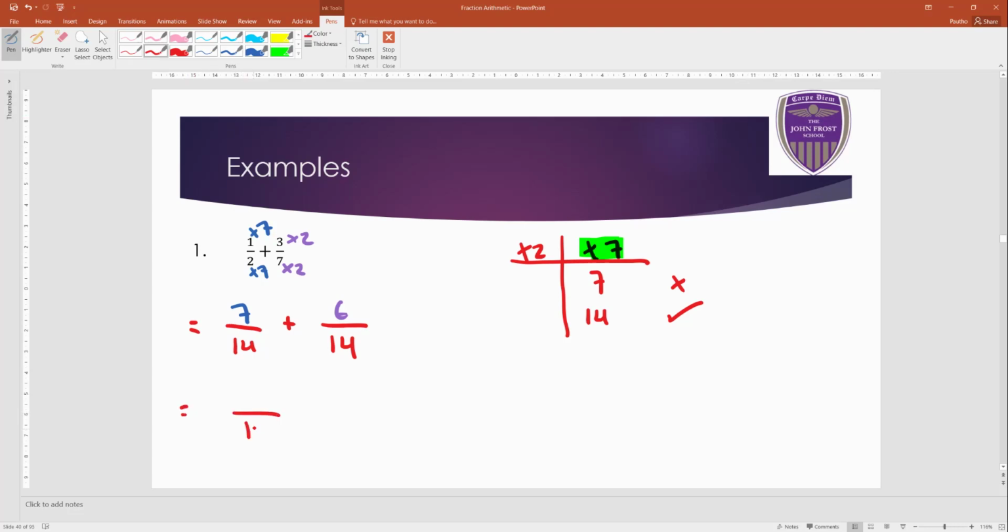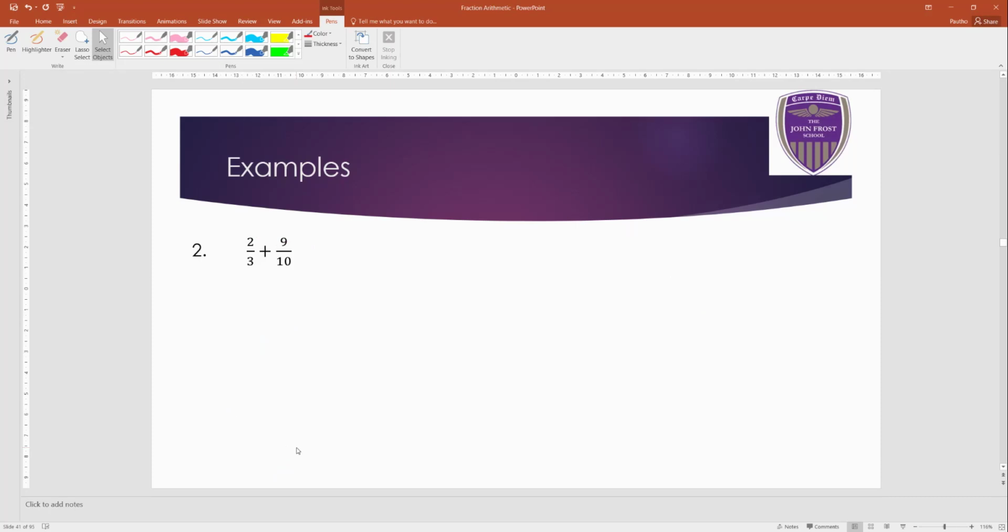So you should know from previous lessons, if you've got a common denominator, you literally add the two numerators together. 7 adds 6 is 13. So your answer is 13/14. That's example 1. Example 2, again, perhaps pause it here, have a go, and then come back when you're ready.